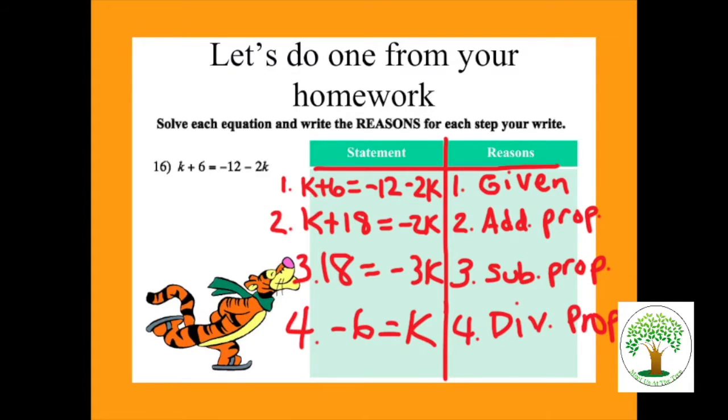Division property, okay? It's one of my pet peeves actually when someone reads abbreviations and they just say div prop. When you read it, you still have to say division property. So that's just div prop. I think that sounds funny.